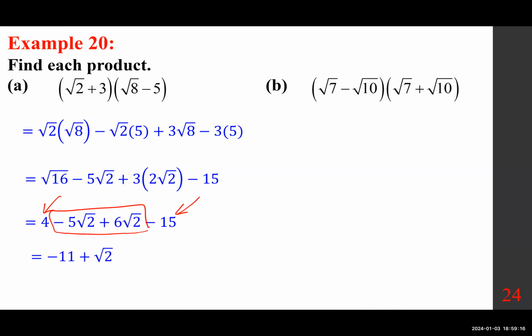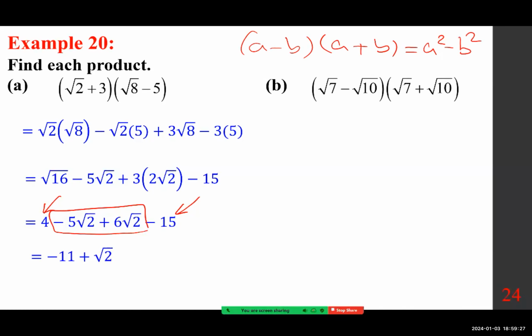If I want to multiply this, I'm not going to FOIL. I'm going to remind you that A minus B times A plus B is A squared minus B squared. I hope you remember it and you know how to use that. So square the first one minus square the second one becomes 7 minus 10, or simply -3, my apologies.